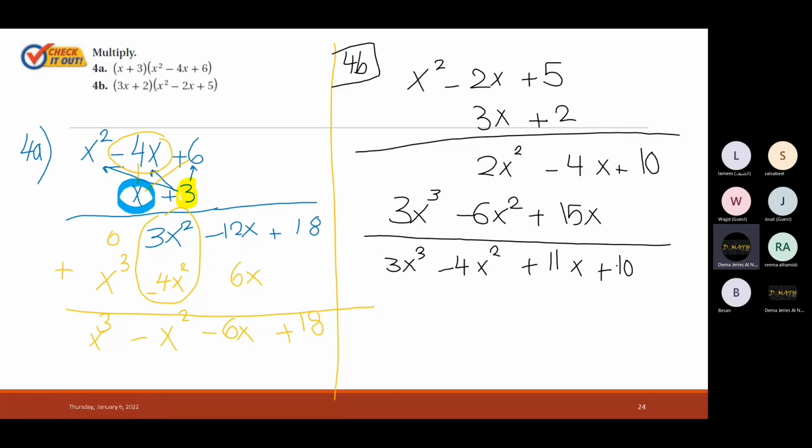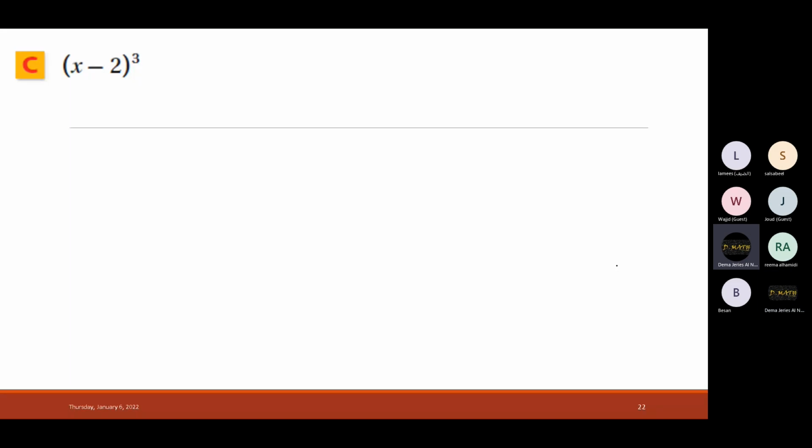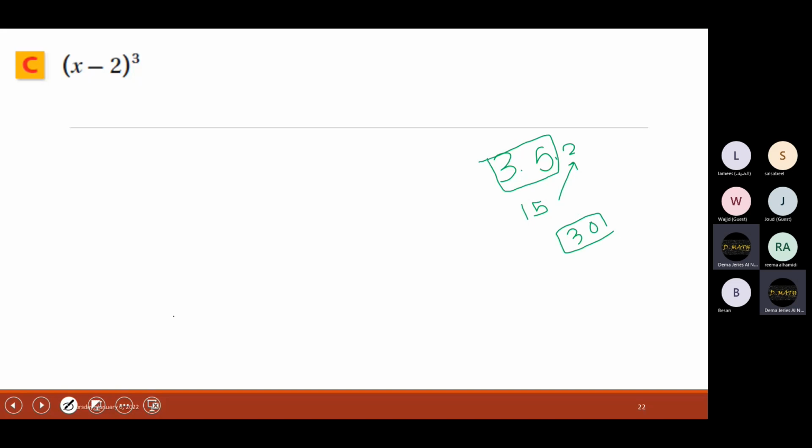Did you finish writing? Yes. Okay. Now let's go back to C here. Now, all of us know that when you have three numbers you want to multiply, like 3 times 5 times 2, what do you do first? You multiply 3 times 5, which is 15. And in the product, you multiply it with 2 to get 30. This is the way to multiply 3 different numbers. It is the same in the polynomials. But now we don't have numerical numbers. We have x minus 2 to the power of 3.